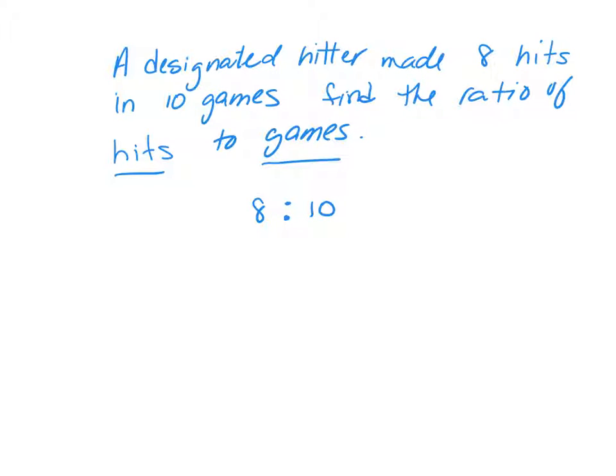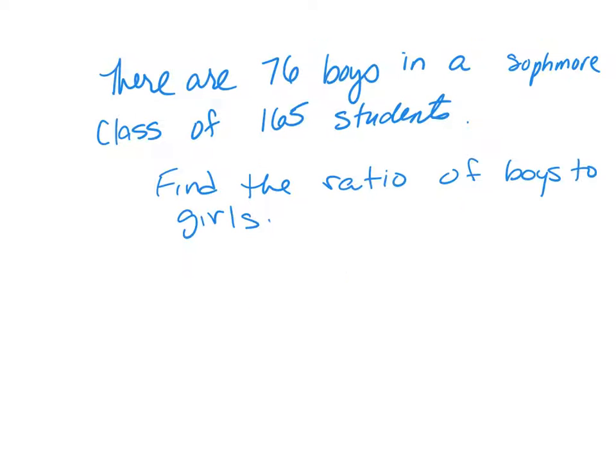10. But what you're going to do in your calculator is reduce the ratio if you can. And in this case, you can. How do you know? Well, you're going to put 8 over 10 in your calculator, and it'll be 4/5. So the ratio is 4 to 5. That's your final answer.